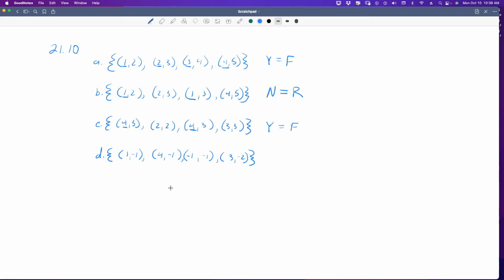Now what about D? Is D a function? Yes, D is a function because we have 1, 4, -1, and 3. Every point here has a unique x value. So it does not matter what the y value is. What matters is that each x is a unique value. So yes, this is a function also.